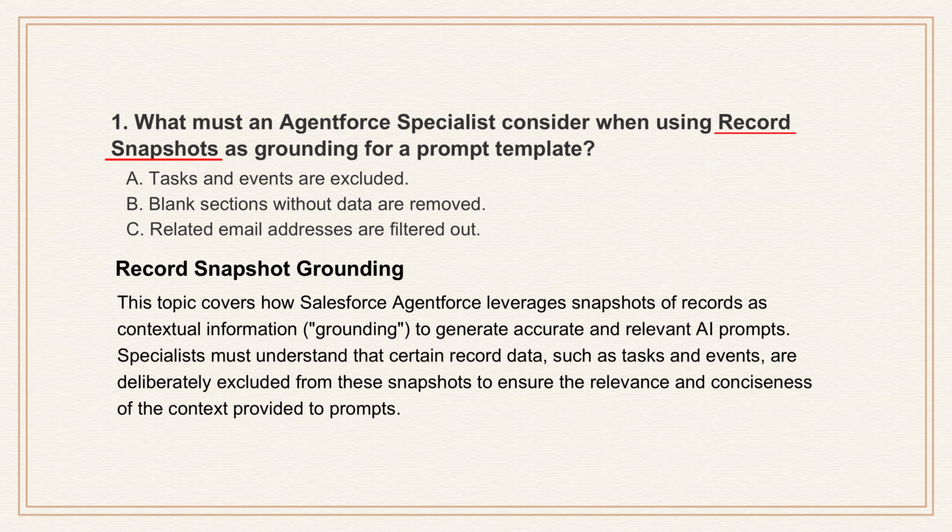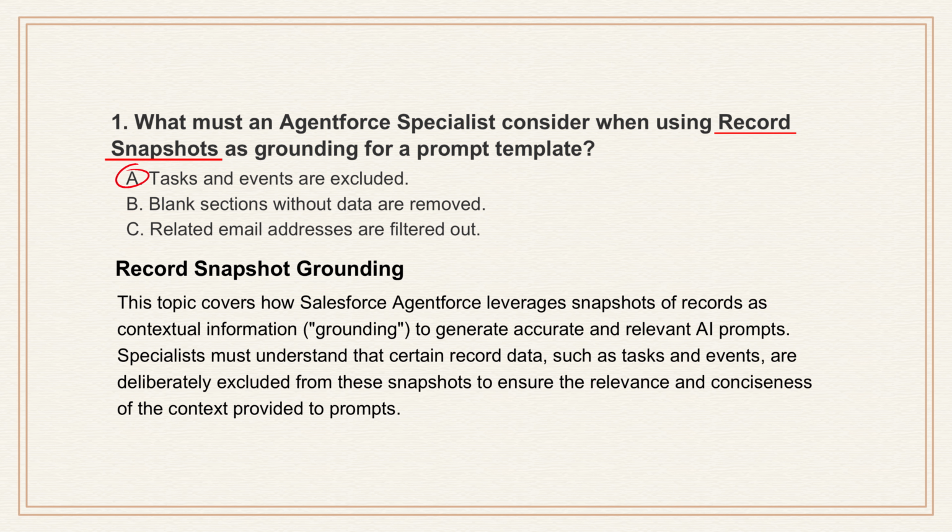Expert speaker, what's the right answer here? The most important thing to consider here is A. So tasks and events are excluded from record snapshots. And the reason for this is because those tasks and events are constantly changing. So they're dynamic elements associated with a record, and if you included them in a snapshot, you could end up with some inconsistencies. Yeah, that would be really confusing. Absolutely. It would create a disconnect between the prompt's context and the actual situation at hand.